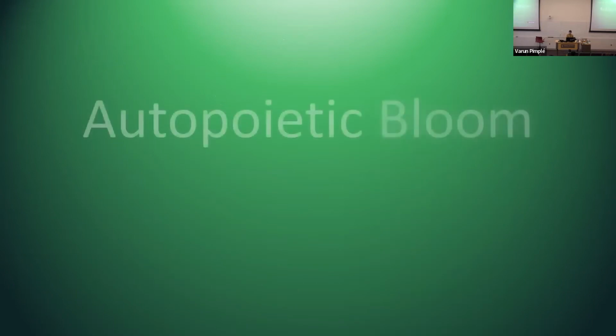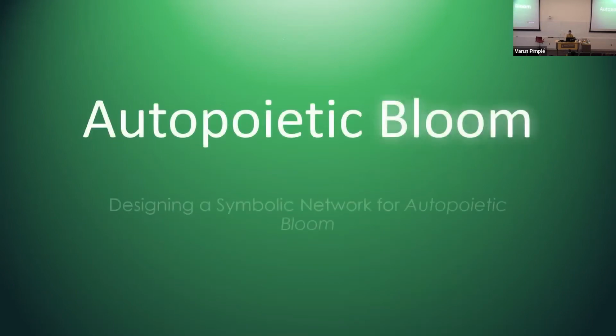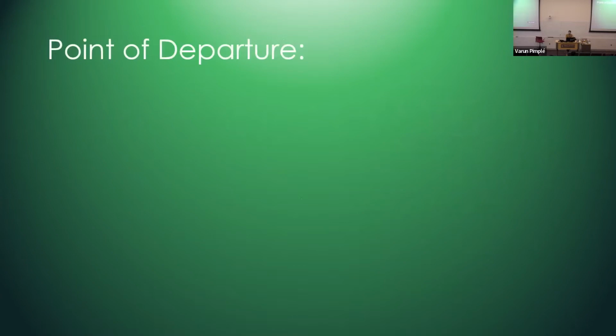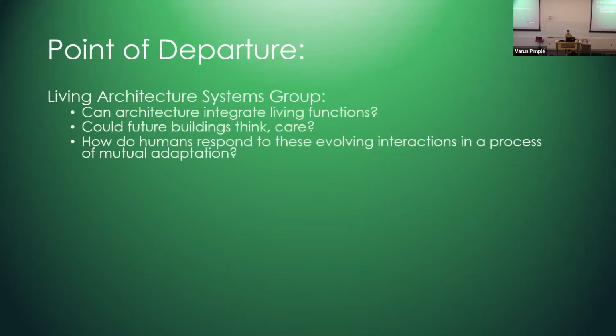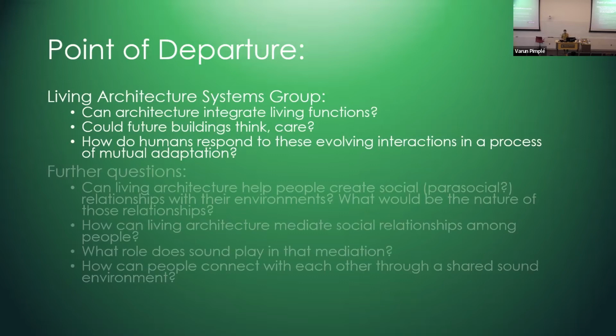Now, speaking of which, let's talk about Autopoietic Bloom, the reason why we are here in the first place. I used as a point of departure a lot of the questions that the Living Architecture Systems Group was exploring when they began to work on Amatria, the sculpture itself. These are some questions they asked. Can architecture integrate living functions? Can future buildings think or care? How do humans respond to these evolving interactions in a process of mutual adaptation?